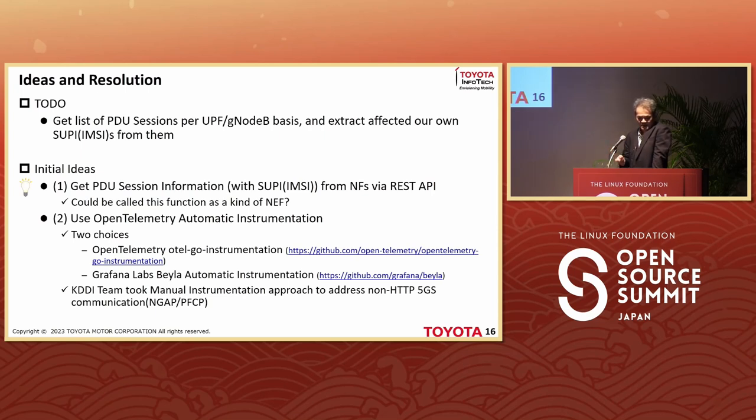And the reason why I chose automatic instrumentation is, I thought it's better to keep the existing network function implementations, normally commercial ones, intact. In other words, I didn't want to modify the network functions running in the MNO environment. And by the way, in Endo-san's session, the KDDI team took a manual instrumentation approach to address non-HTTP 5GS communications, such as NGAP or PFCP.